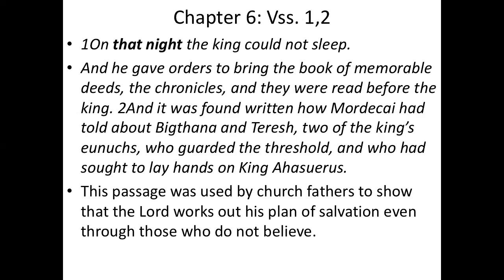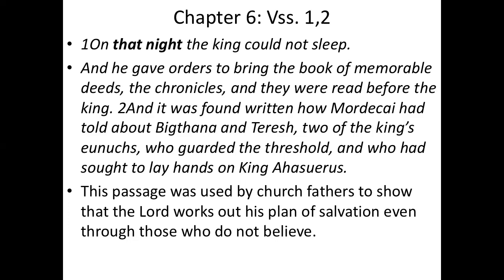On that night, the king could not sleep. So this is all happening on this night. And he gave orders to bring the book of memorable deeds, the Chronicles, and they were to be read before the king. And it was found written how Mordecai had told about Bigthana and Teresh, two of the king's eunuchs, who guarded the threshold and who sought to lay hands on King Ahasuerus.